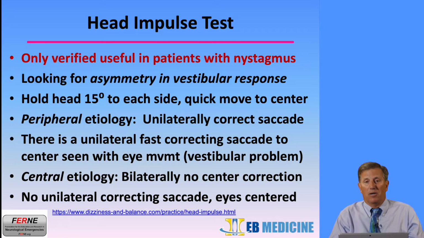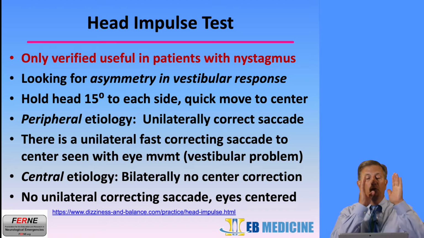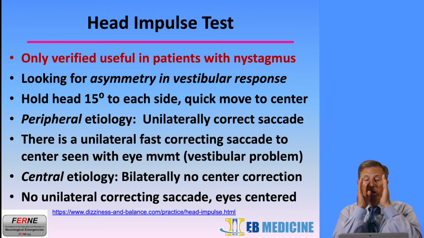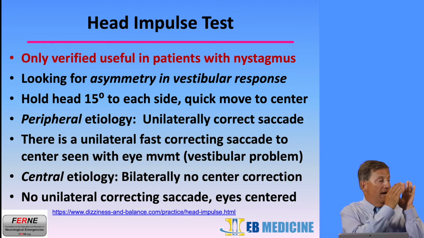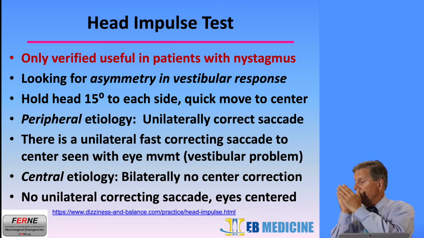The head impulse test. Now, this test I've identified on this slide in red is only verified to be useful in patients with nystagmus. That is the rotatory feeling and some nystagmus observed on physical exam. And what we're doing is looking for some asymmetry in the vestibular response. So what do you do? You hold the head 15 degrees to each side and then you move it quickly to the center. So left, center, right, center.